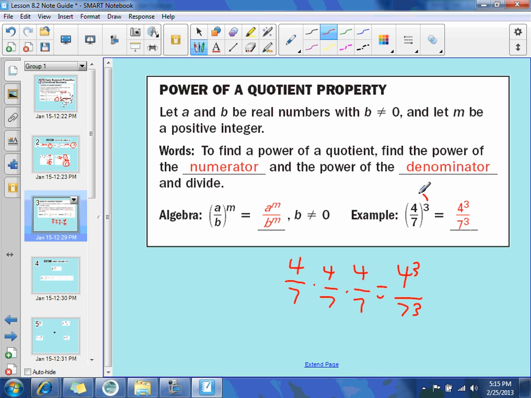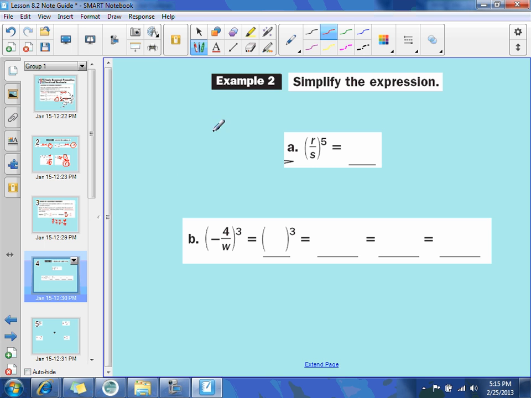Or you can just consider distributing out your exponent to everything. So let's take a look at these. If you've got r divided by s and all of that to the 5th power, this is literally r to the 5th power over s to the 5th power, and you are done.